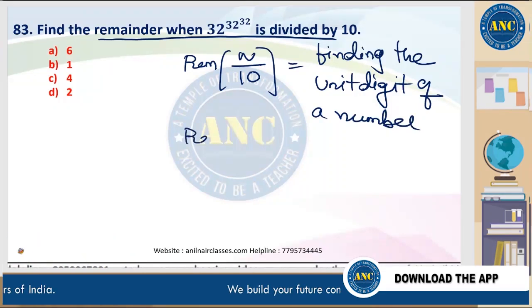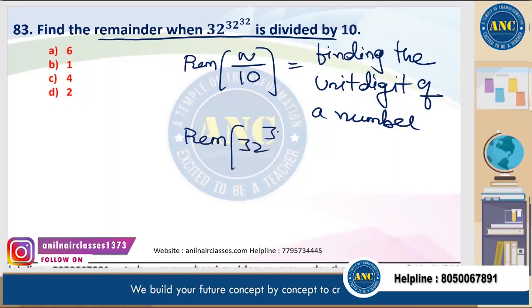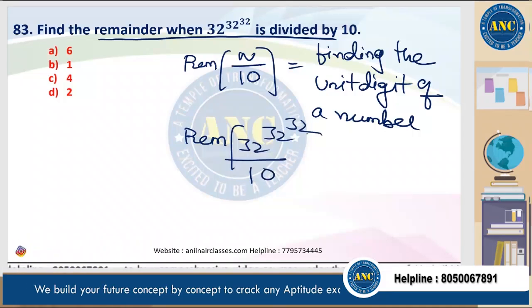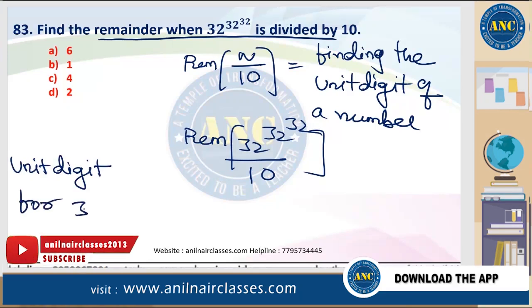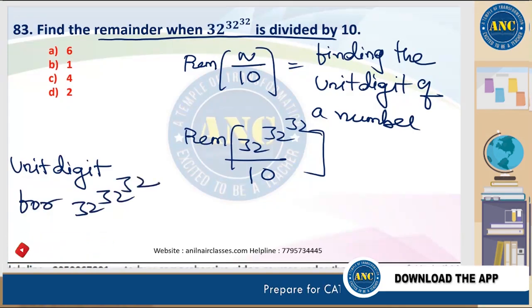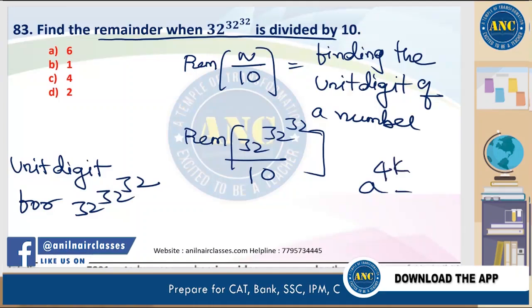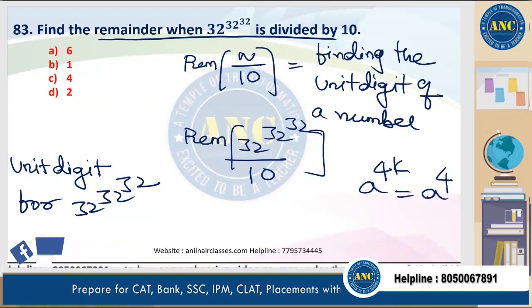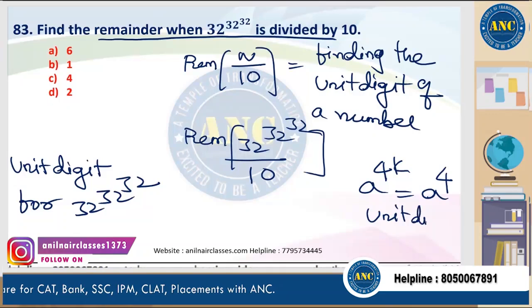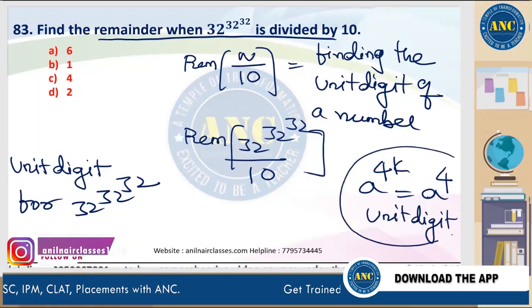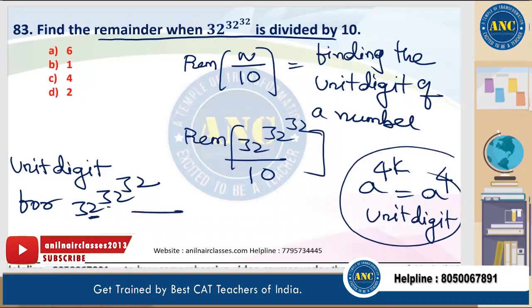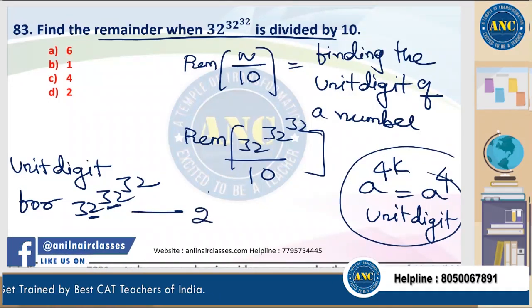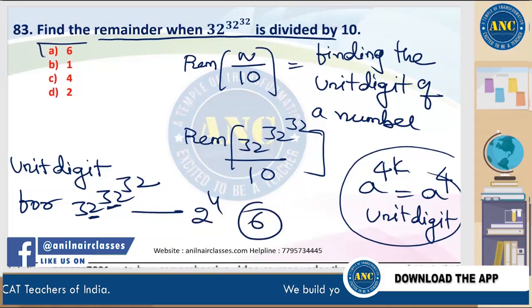So this will become 32 power 32 power 32 divided by 10. It is nothing but finding the unit digit for 32 power 32 power 32. Unit digit for a power 4k is nothing but a power 4. Unit digit is 2. 32 is divisible by 4. So 2 power 4, unit digit is 6. Finish.